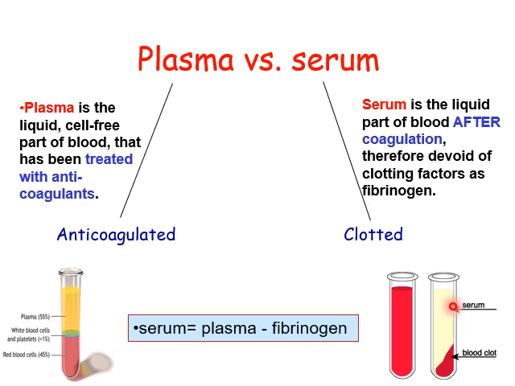But it's impossible to check so many clotting factors. The one clotting factor you particularly check is the presence of fibrinogen. So if fibrinogen is present, the sample is plasma. If there is no fibrinogen, the sample is serum. So we can say that serum equals plasma minus fibrinogen, meaning there is no fibrinogen in the serum.